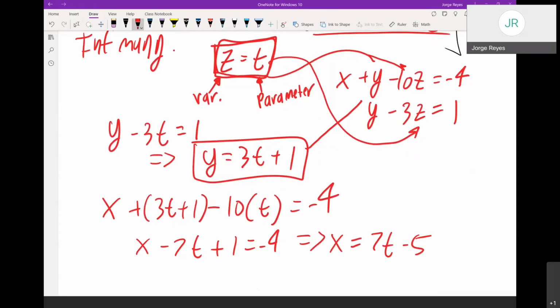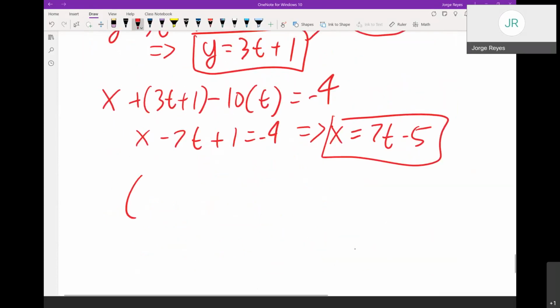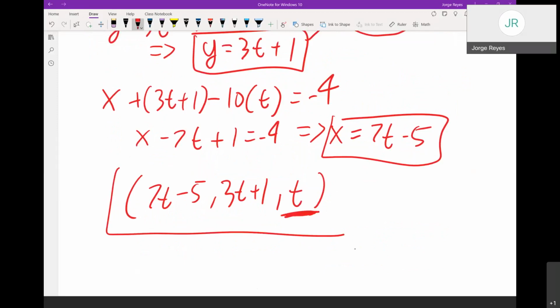And we are done. We found z, y, and x. And the answer is 7t minus 5, 3t plus 1, t. Don't forget this part. This is the answer, and this is a line in 3D space. So this is the exact infinitely many solutions that we get. I would definitely say study this. This is almost the whole point of chapter 10.